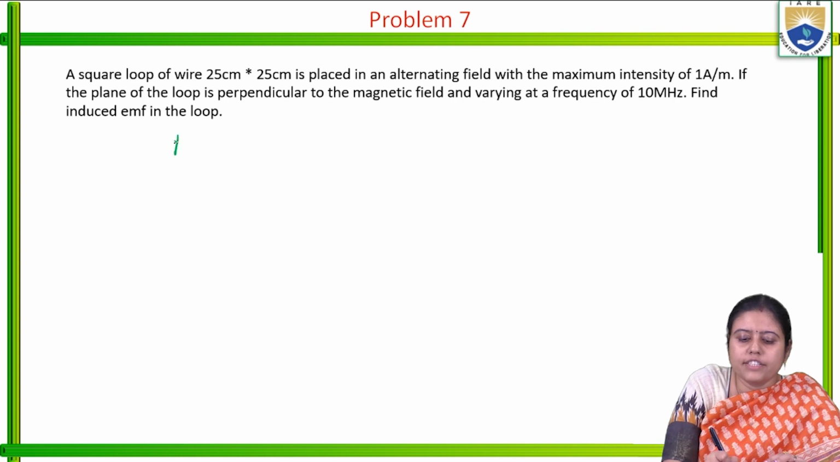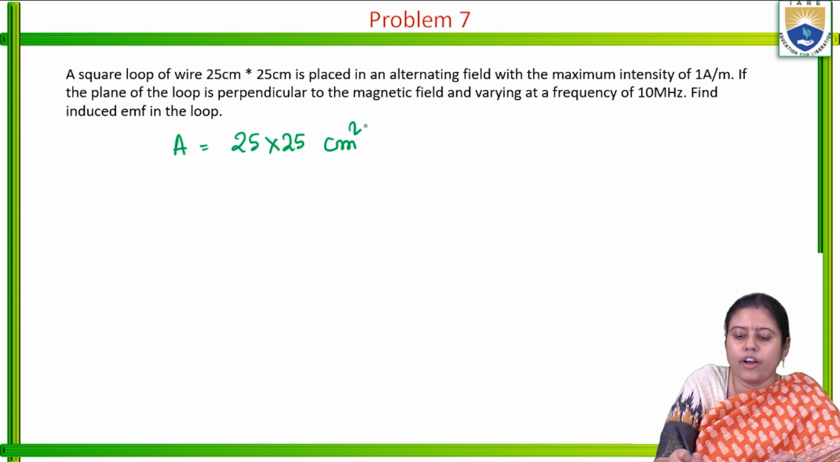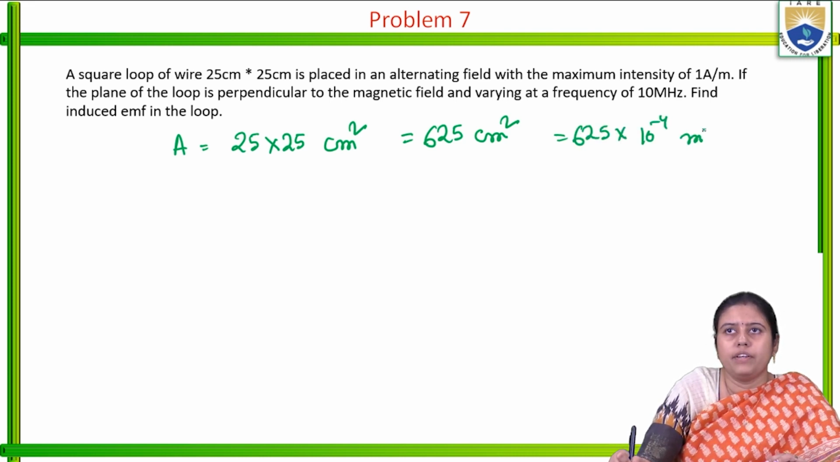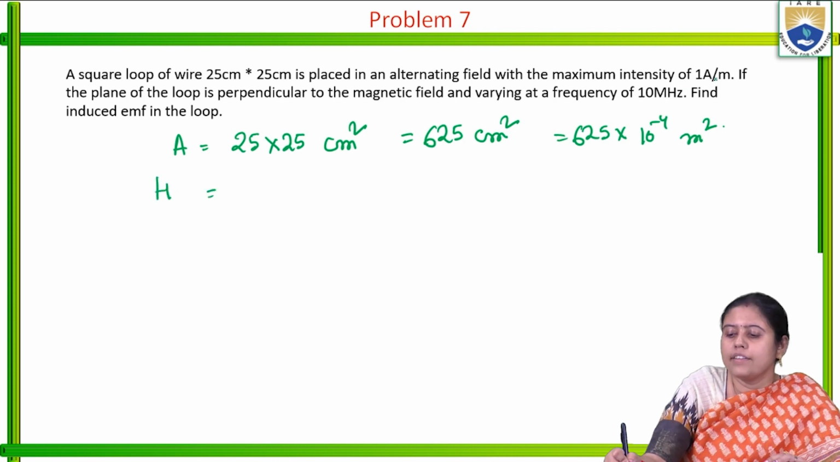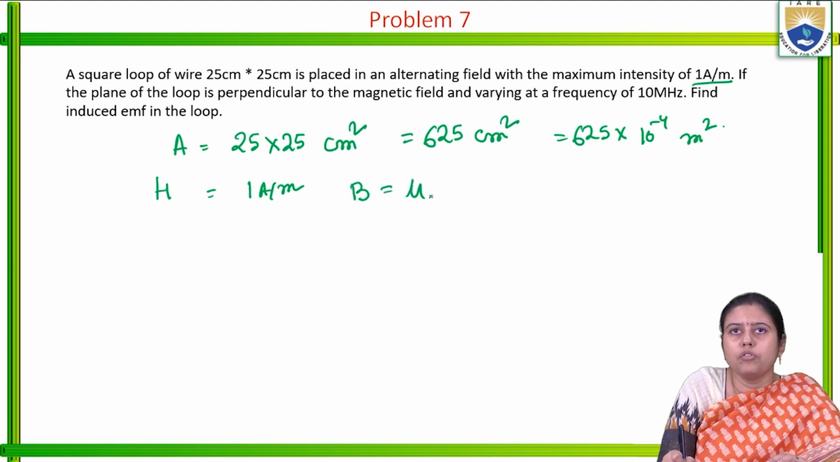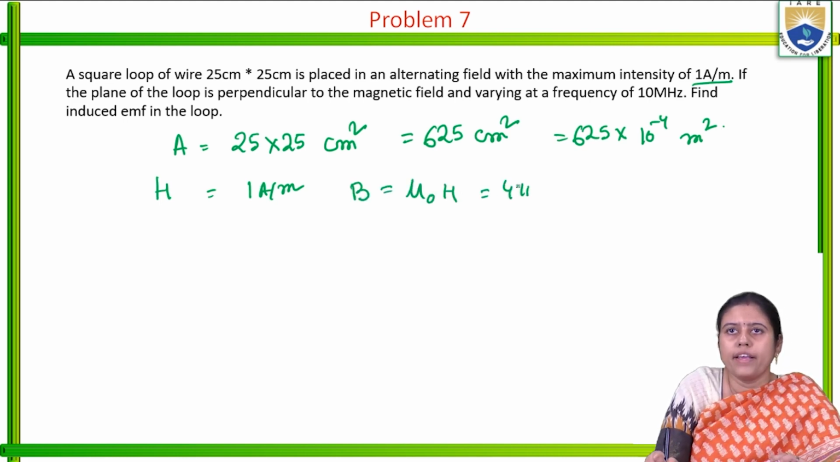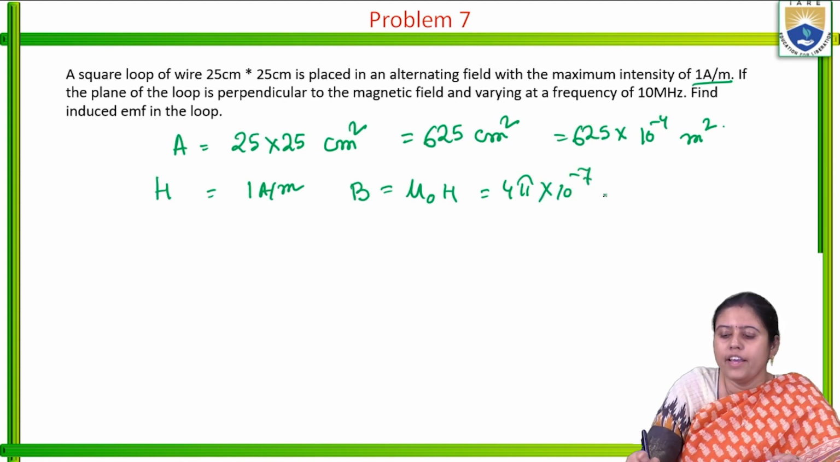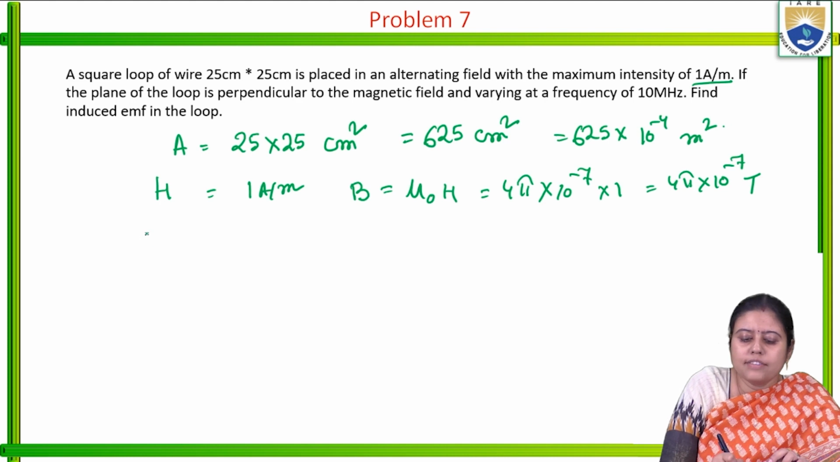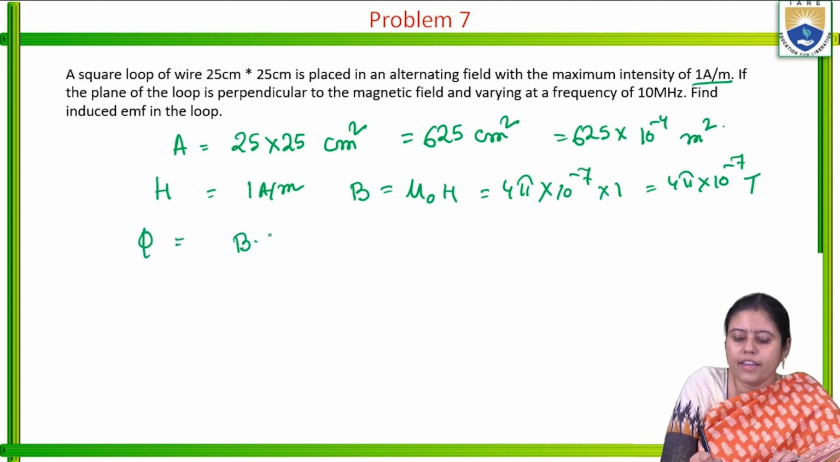The cross-sectional area is given as 25 by 25 centimeter square, meaning 625 centimeter square, which is equal to 625 into 10 to the power minus 4 meter square. H is given as 1 ampere per meter. So B is equal to mu naught into H, which is 4 pi into 10 to the power minus 7 into 1, that is 4 pi into 10 to the power minus 7 Tesla or Weber per meter square. So what is the flux? Flux is equal to B into A.